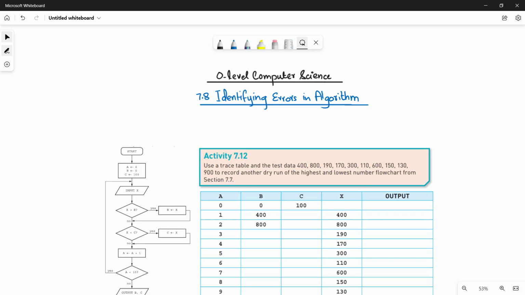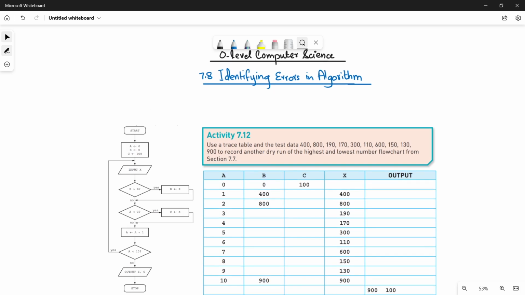In this video, we are going to do activity 7.16. But if you haven't watched my previous video of identifying errors in algorithm, please go ahead and watch that, because in that video we did activity 7.15, which is very much related to this video. Now, let's have a quick background of what we were doing.